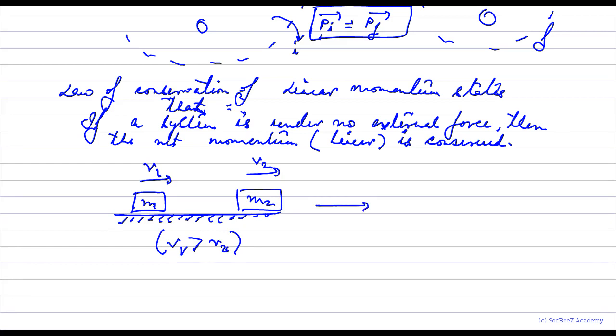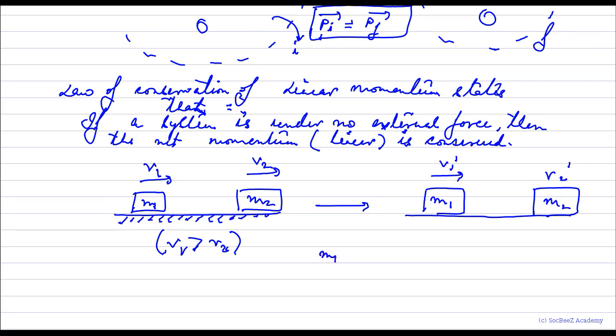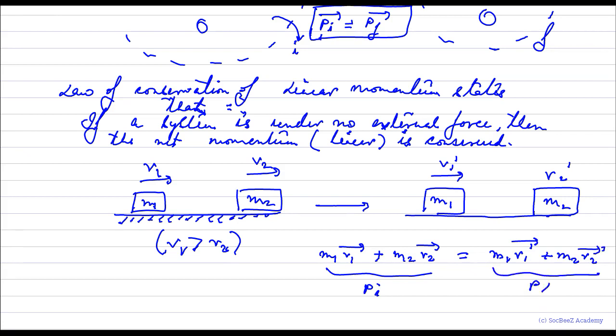Now when collision occurs, the force acting on this system is internal in nature. There are external forces, but there isn't any net external force acting on the system. After collision, let's say the state is something like this, the velocity of mass m1 is v1 dash, and the velocity of mass m2 is v2 dash. So the law of conservation of linear momentum states that m1 v1 vector plus m2 v2 vector, this is the initial momentum which I had denoted by P_i, must be equal to the final total momentum of the system, that is m1 v1 dash plus m2 v2 dash. This is nothing else but P_f.